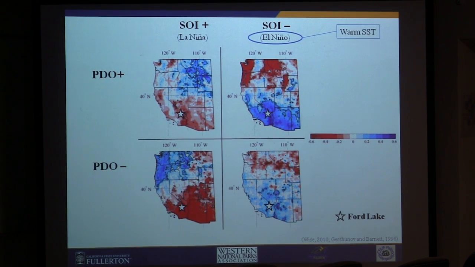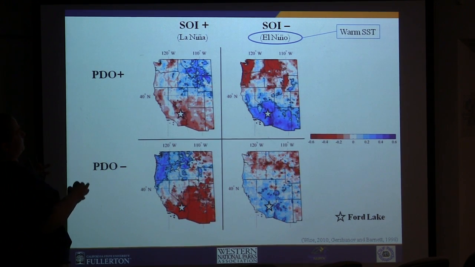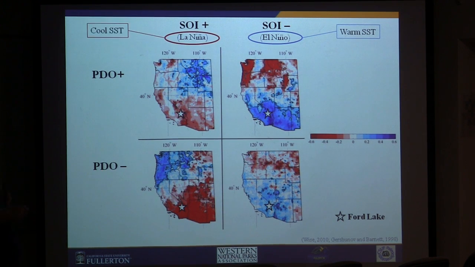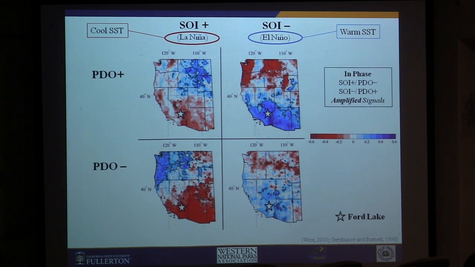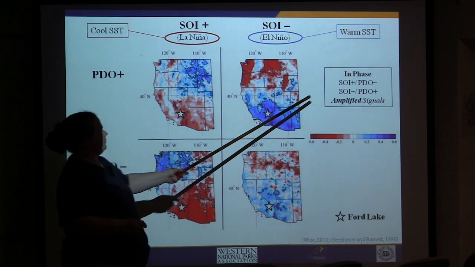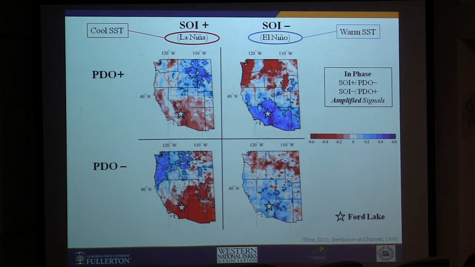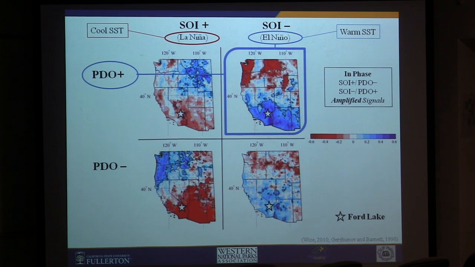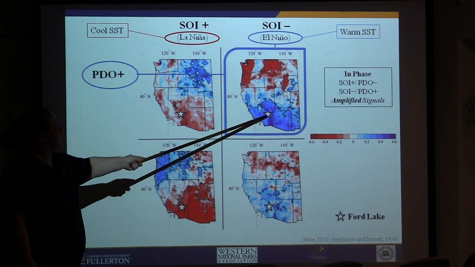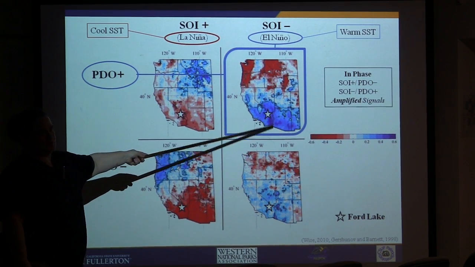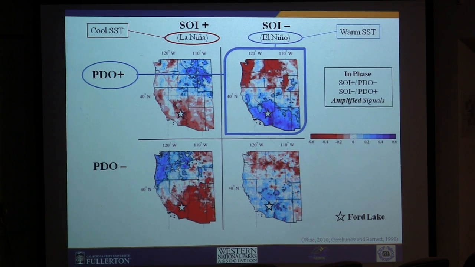When I talk about whether they're in phase, it depends on whether the PDO and SOI are in phase. We want warm sea surface temperatures for El Nino. We want cool sea surface temperatures for La Nina. When they're in phase, we'll have either a positive and a negative, or vice versa, and we'll get amplified signals. So basically, when we have a negative SOI and a positive PDO, down here where Ford Lake is, we're going to have a strong precipitation signal coming in for the El Nino.